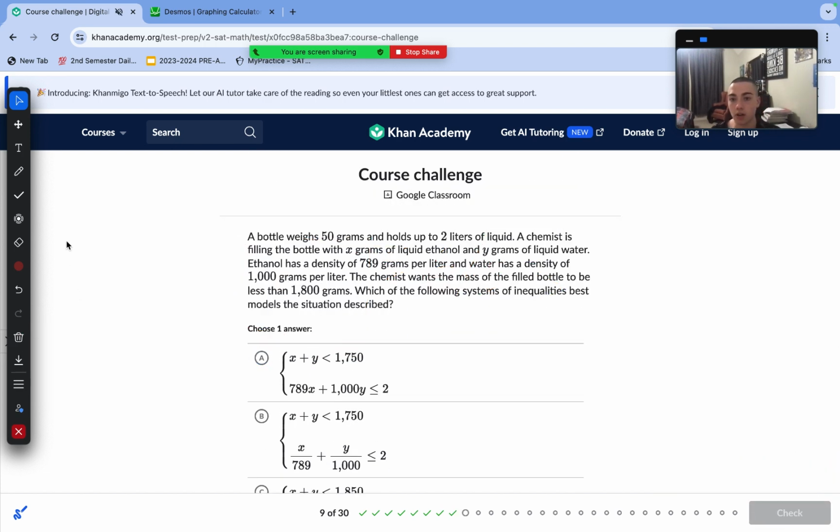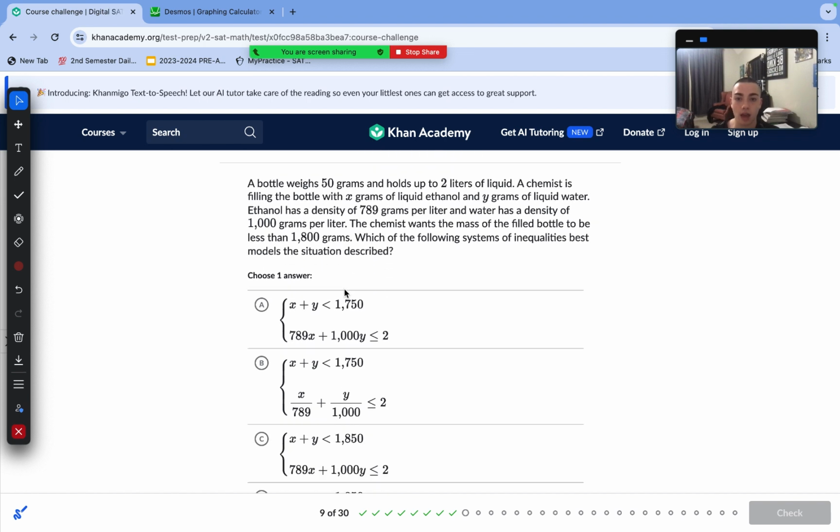Alright, we have a systems of inequalities here. A bottle weighs 50 grams and holds up to 2 liters of liquid. A chemist filled the bottle with X grams of liquid ethanol and Y grams of liquid water. Ethanol has a density of 789 grams per liter. Water has a density of 1,000 grams per liter. The chemist wants the mass of the filled bottle to be less than 1,800 grams. Which of the following systems of equations best models the situation described?